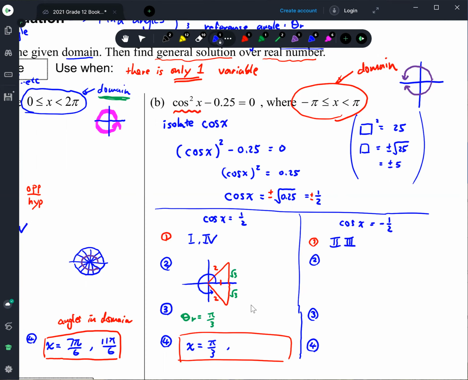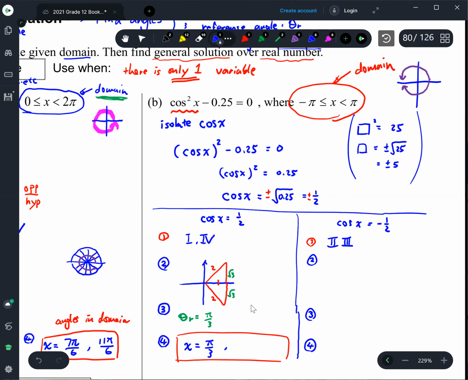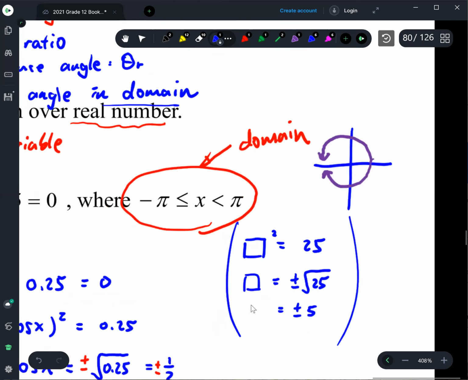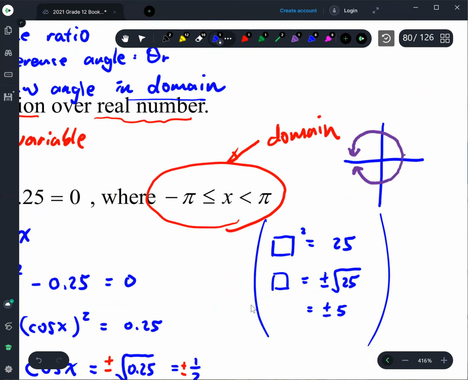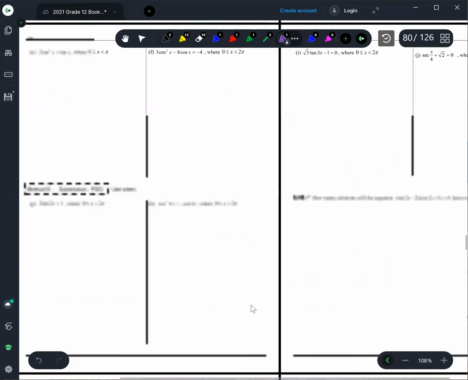Our domain should be, we want it to be less than pi. Oops, I erased it. So look at the circle that we drew here, that I drew there, right? The purple line. You want to go up, right? Go counterclockwise to pi, and then go down, clockwise to pi, to negative pi.